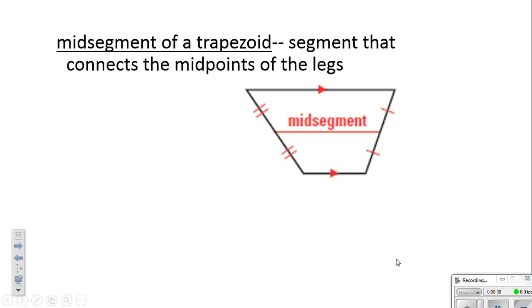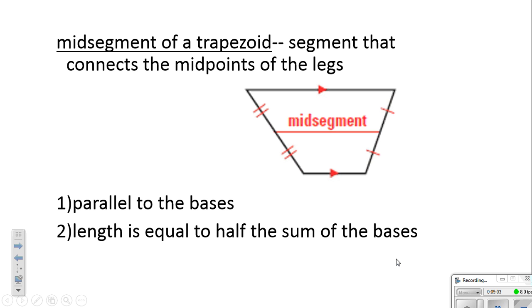And what do we want to talk about with midsegments of trapezoids? Well, first, we have to know that we're talking about trapezoids where the midsegment is going to be parallel to the bases. It's really important that we're talking about the one that's parallel. The midsegment is parallel to the bases. And the other thing that we want to know about the midsegment of a trapezoid is that the length of it is equal to half of the sum of the bases. Okay, so what does that mean?